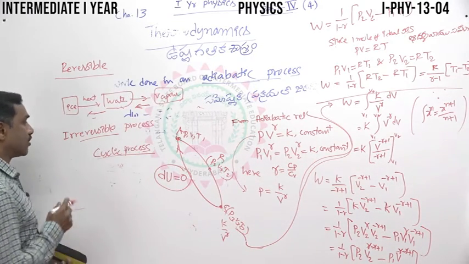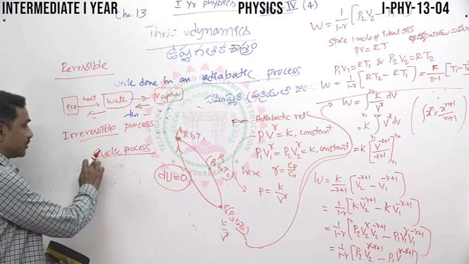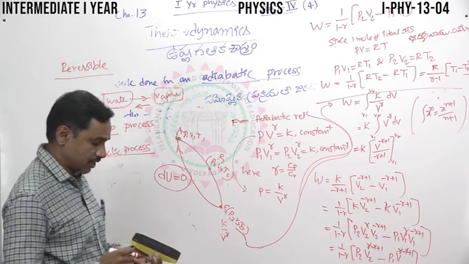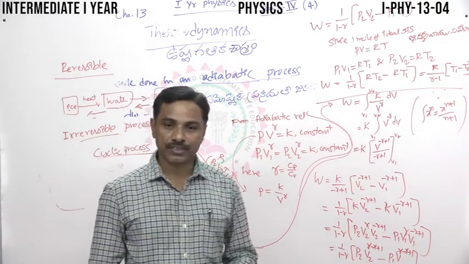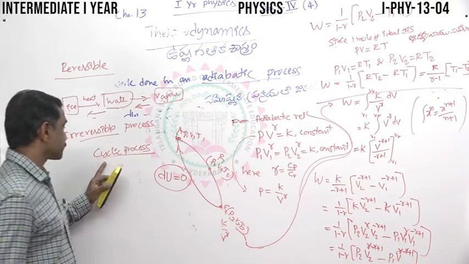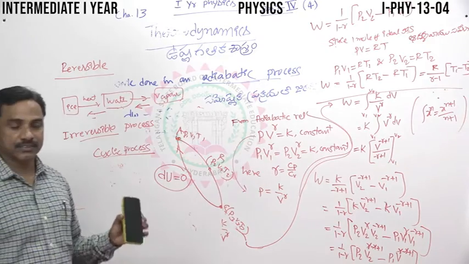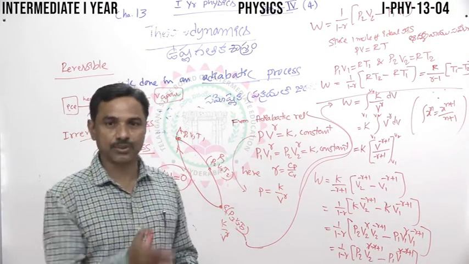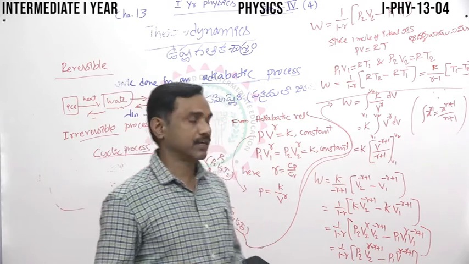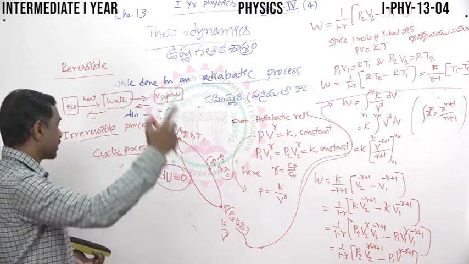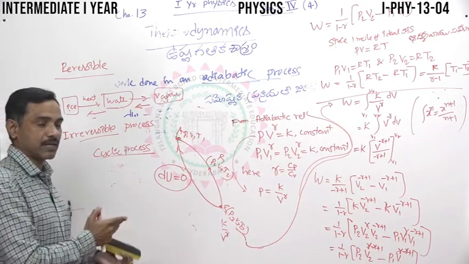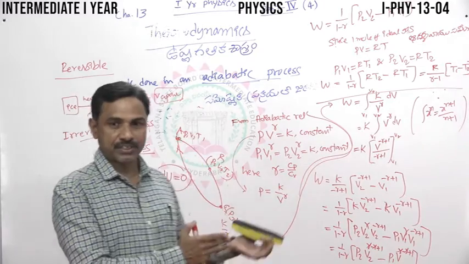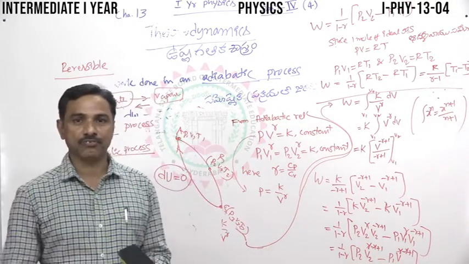It is called non-cyclic processes. Cyclic processes, in fact, the heat engine is a wonderful example for cyclic process. Heat engine is a device that converts heat energy into mechanical work through a cyclic process, right? The cycle keeps repeating at regular intervals of time. Thereby, heat energy will be converted into mechanical work, right?